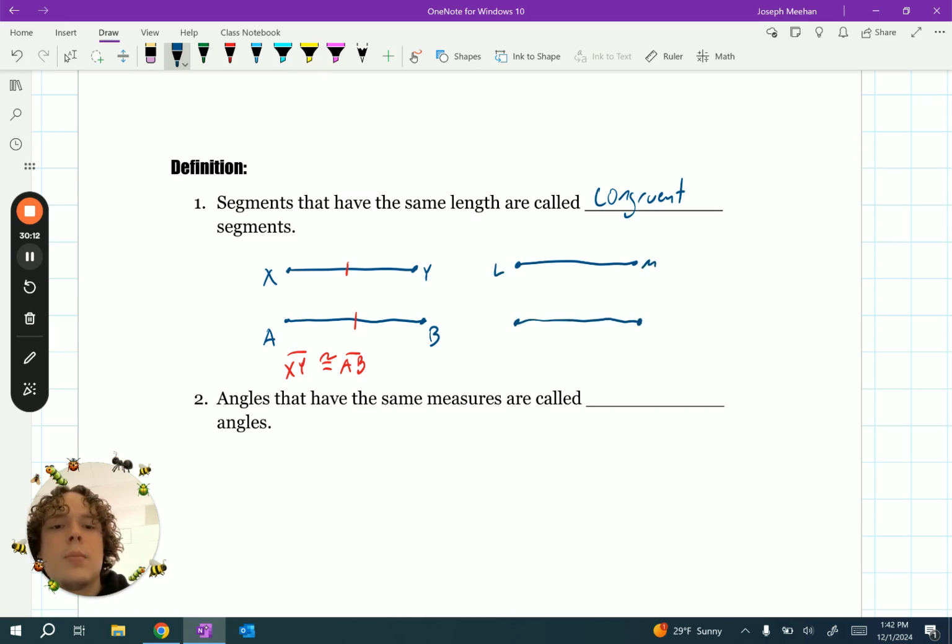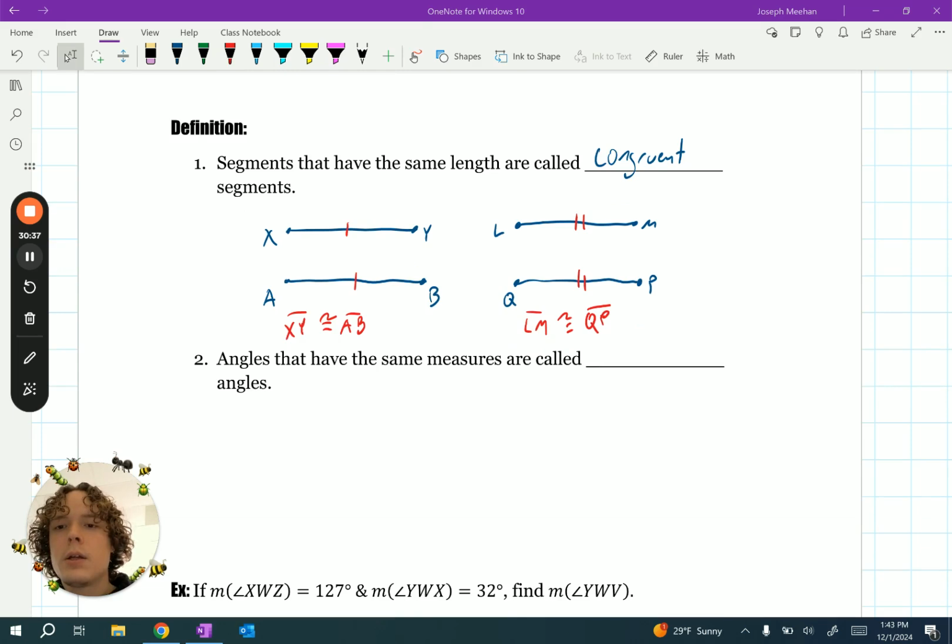Say we had, now we have L and M, we have Q and P. Here, we can't use one hash mark anymore because these 2 segments aren't congruent to the other ones. We want to say they're congruent to themselves, but not the other line segments. So here, we're going to use 2 hash marks. And now we can say LM is congruent to QP, but they're not congruent to XY and AB, all right?